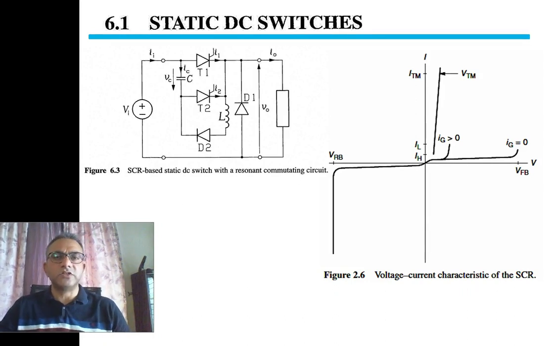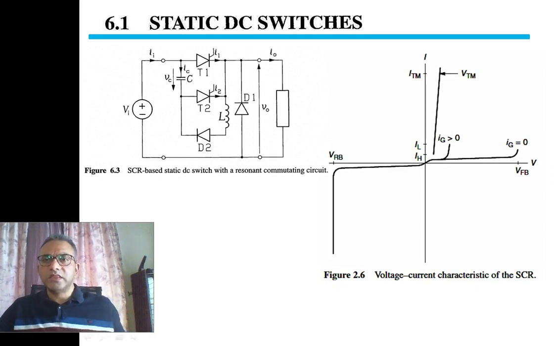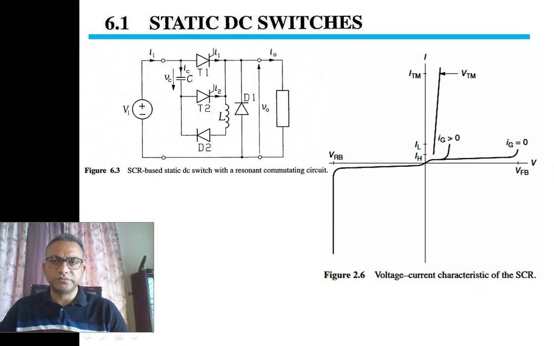So let us revise this concept of turning off and turning on the SCR. In figure 2.6, this is a revision. This figure has been taken from chapter number 2 of our same book. The title of the figure is voltage current characteristics of the SCR. The SCR operates in either the first quadrant or the third quadrant. Here are the VI characteristics. On the x-axis is the voltage across the SCR, and on the y-axis is the current of the SCR.